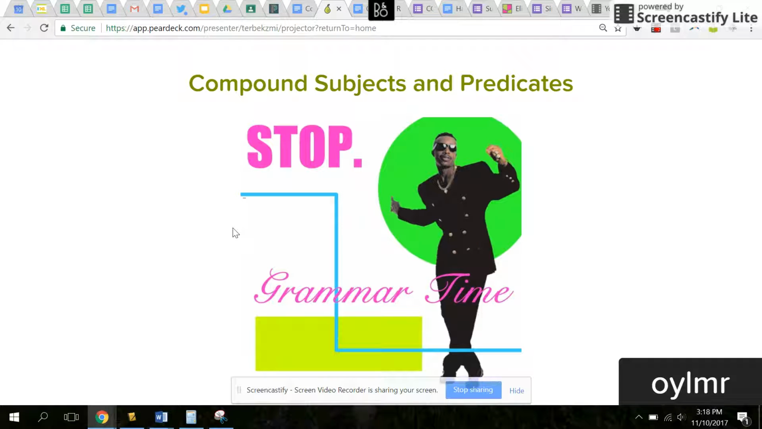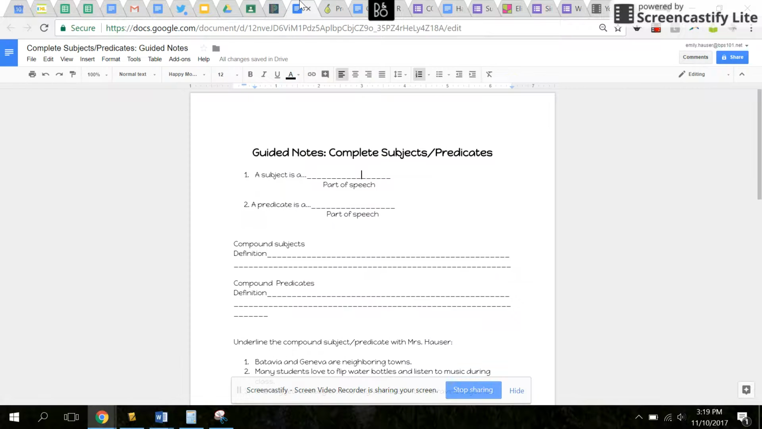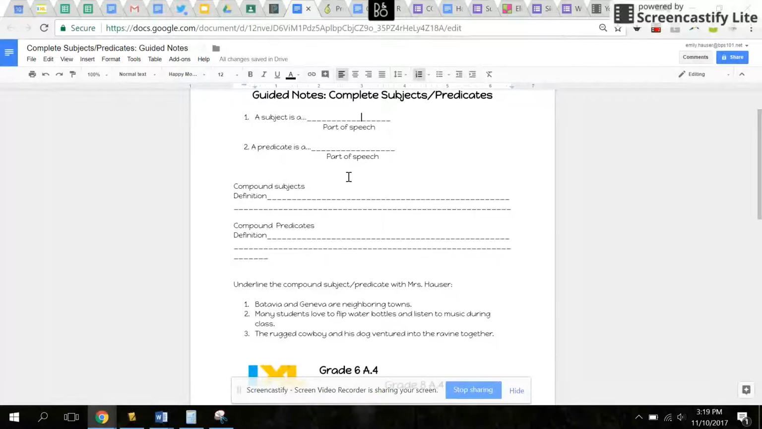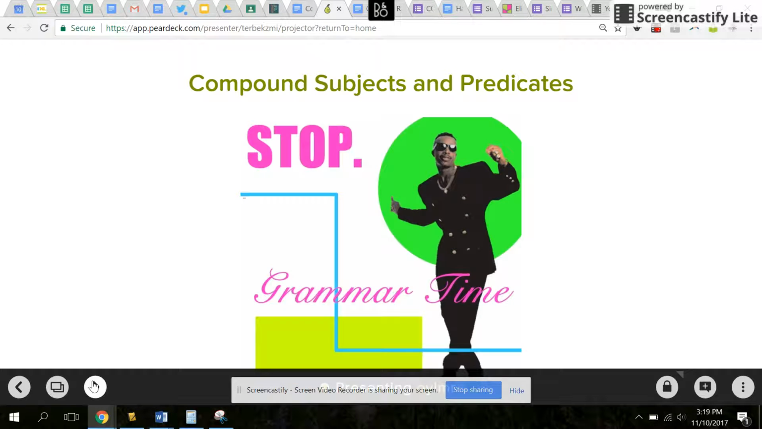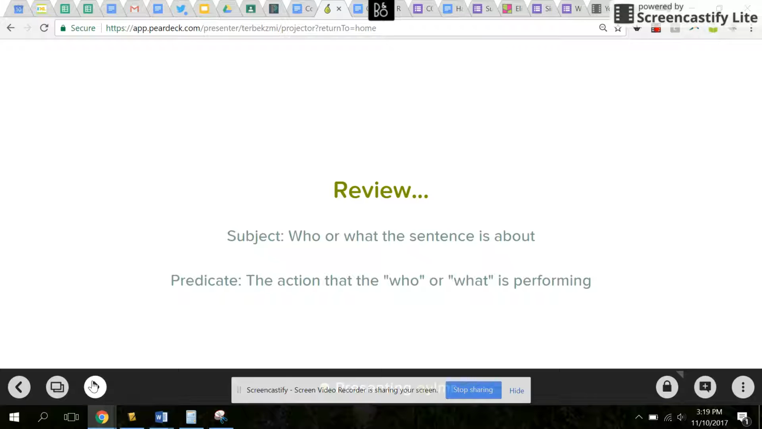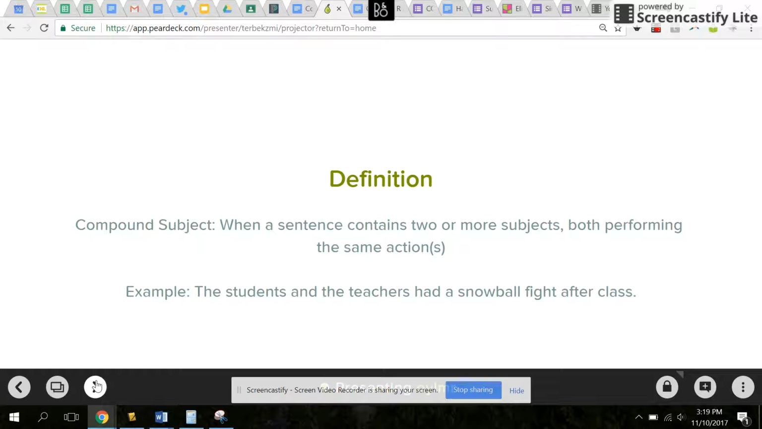So today we're going to learn about compound subjects and predicates. You guys should be taking notes on your guided notes worksheet today for compound subjects and compound predicates. All right, let's get started. As a review, this is part of your notes as well. Reviewing again, a subject is the who or the what the sentence is about, and the predicate is the action that the who or the what is performing. That's going to be important to know today.